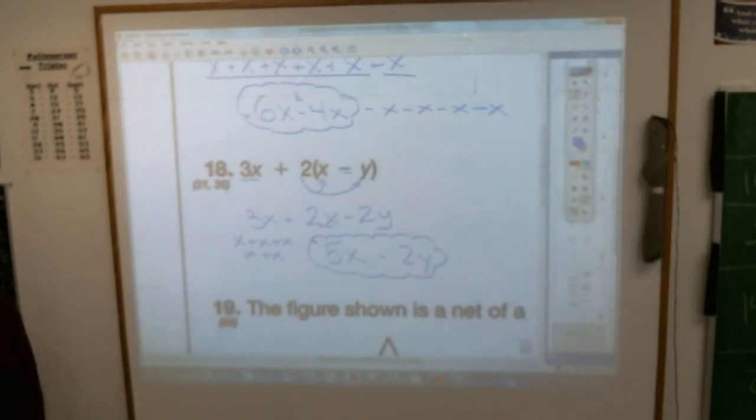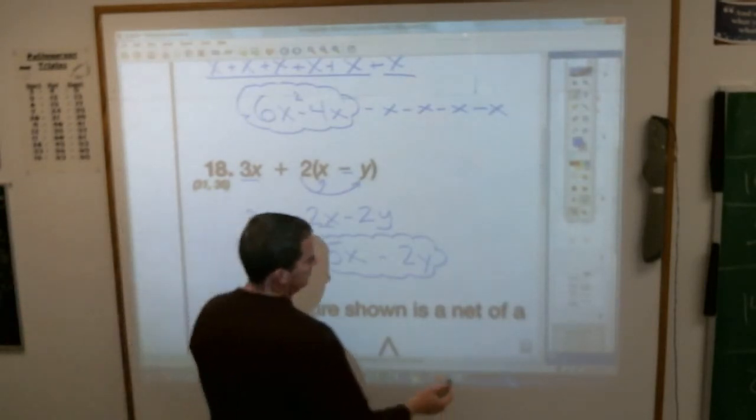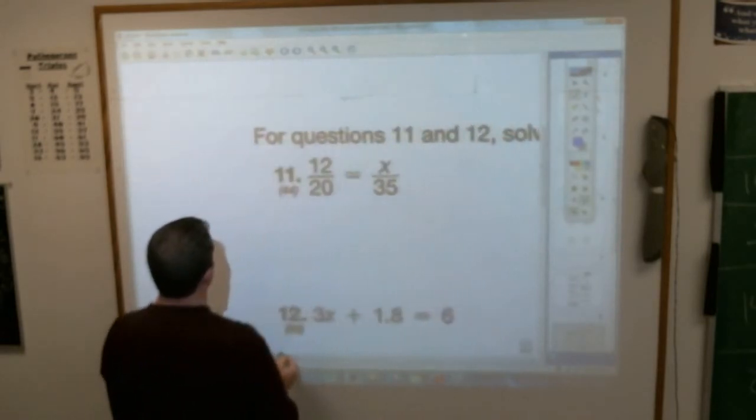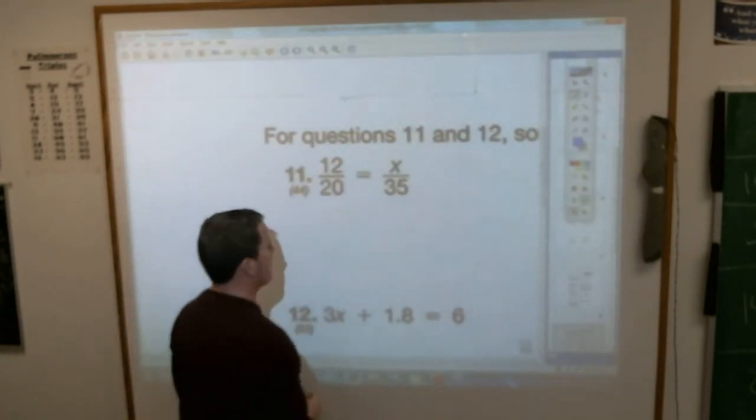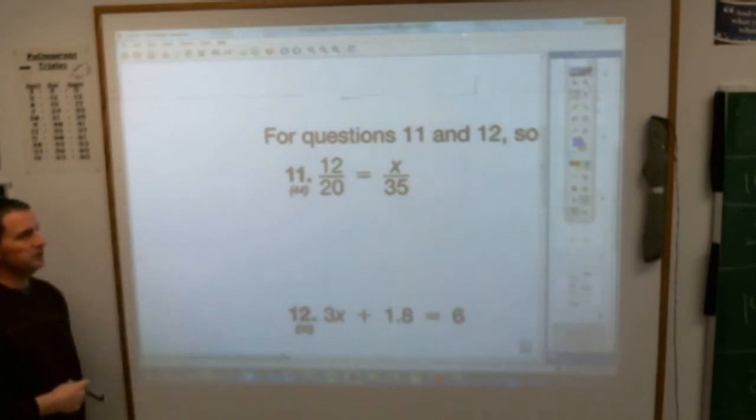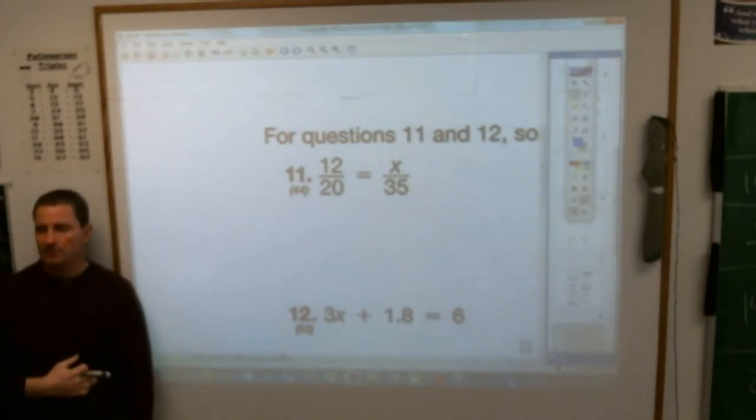Okay, Brian. How do I do 11? Is that on this page or the first page? Oh, it's right there. Okay, Brian, we've seen probably 2 other problems that look just like that today. How did we do those?